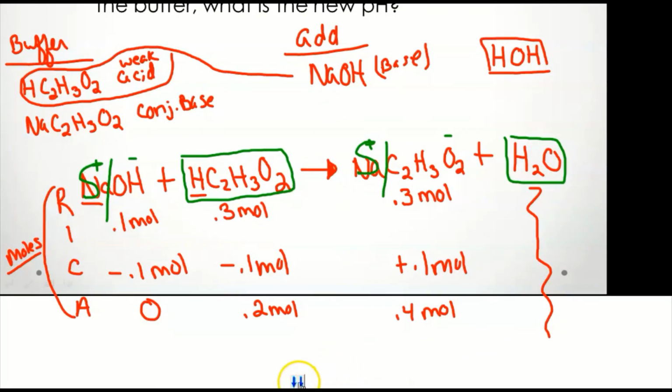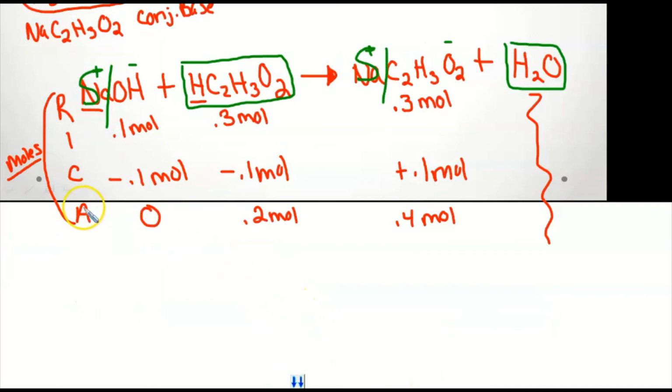Alright. So at the end, the A stands for after the reaction. After the reaction has completed, so no equilibrium, do you notice what's left? We've got some weak acid and we have some conjugate base. So what is left? Well, still our buffer. Our buffer is still there.